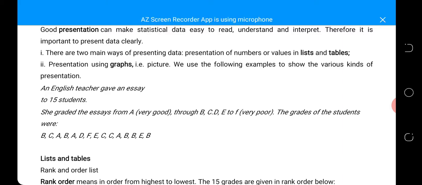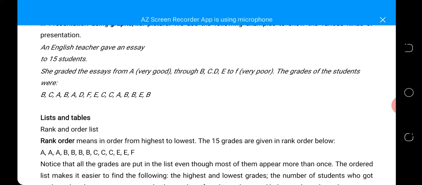An English teacher gave an essay to 15 students. She graded the essays from A, which means very good, through B, C, D, E to F, which means very poor. The grades of the students were B, C, A, B, A, D, F, E, C, C, A, B, B, E, B. To present this data, the following steps should be taken.